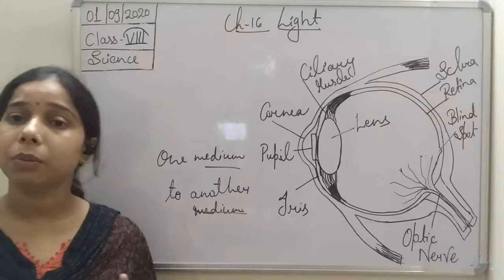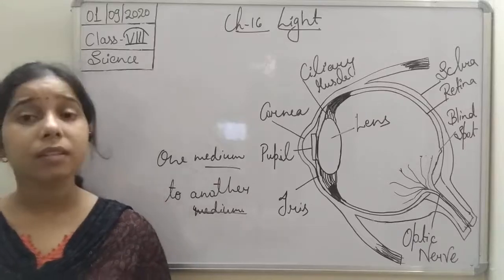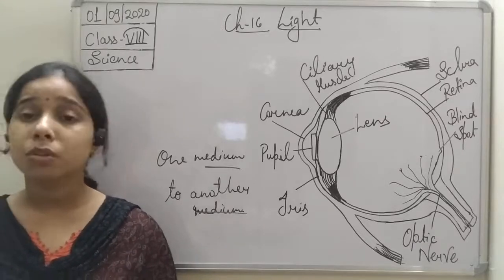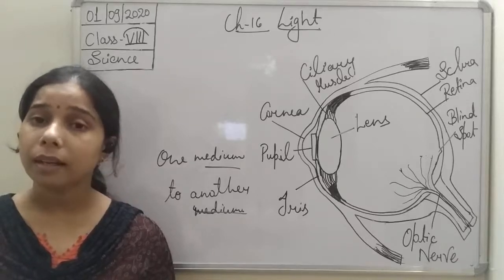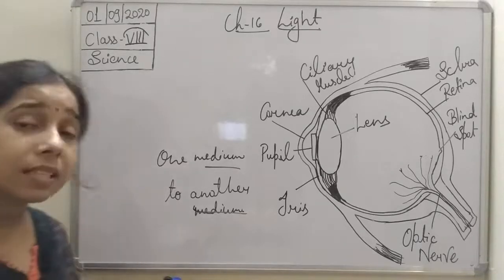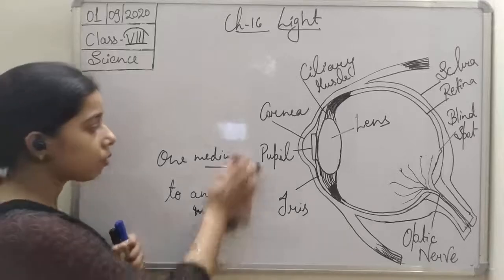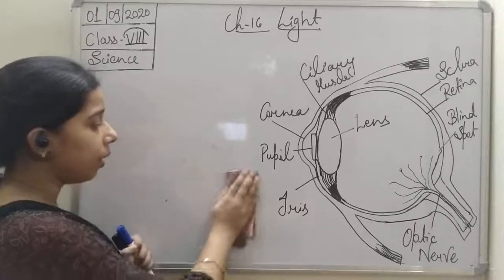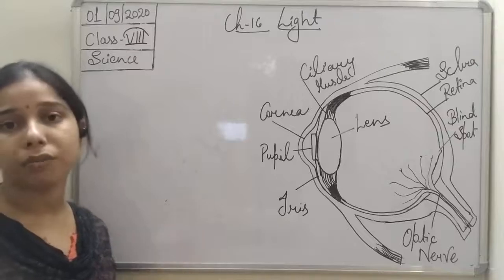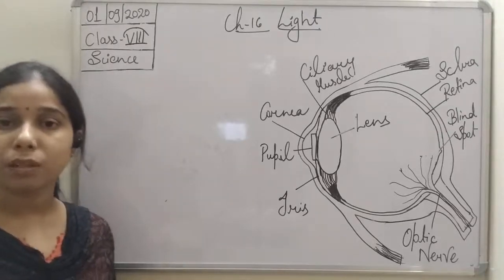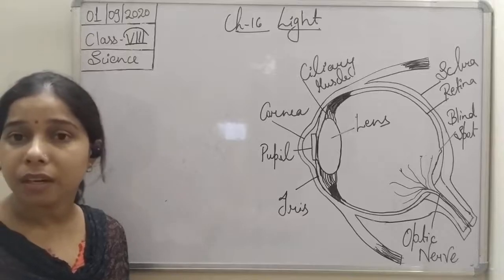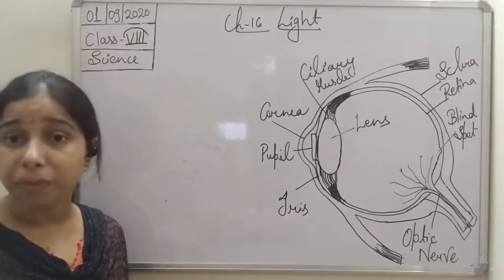Then we discussed the dispersion of light. What is the dispersion of light, students? Sunlight gives white light. Now this white light, when it falls on a transparent object, this transparent object helps in splitting this white light, and finally it gets split into 7 bands of color, and that is VIBGYOR.